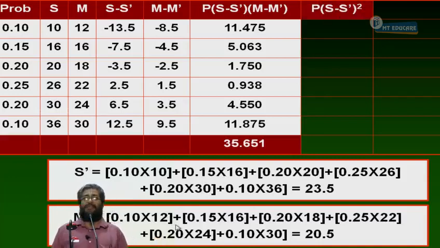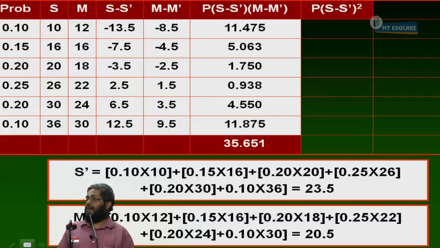P into S minus S bar the whole square. Tell me why I'm doing this. To find out the standard deviation of the security. Yeah, correct. Covariance is P into S minus S bar into M minus M bar. Why am I saying P into S minus S bar the whole square? To find out the standard deviation of the security, because the question asks you the same. Is it or not?